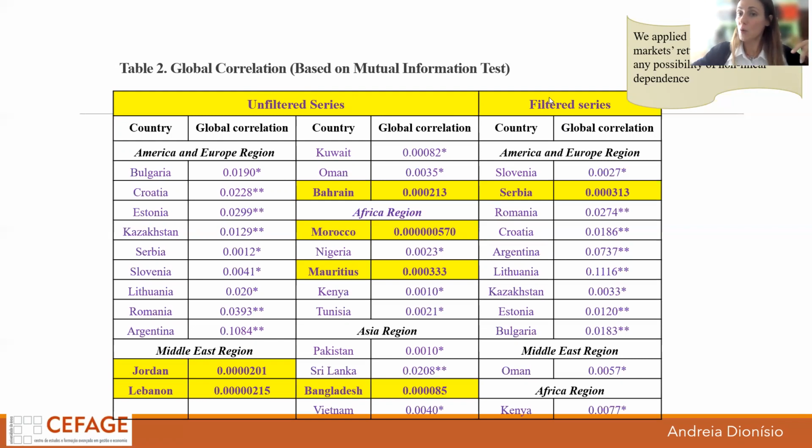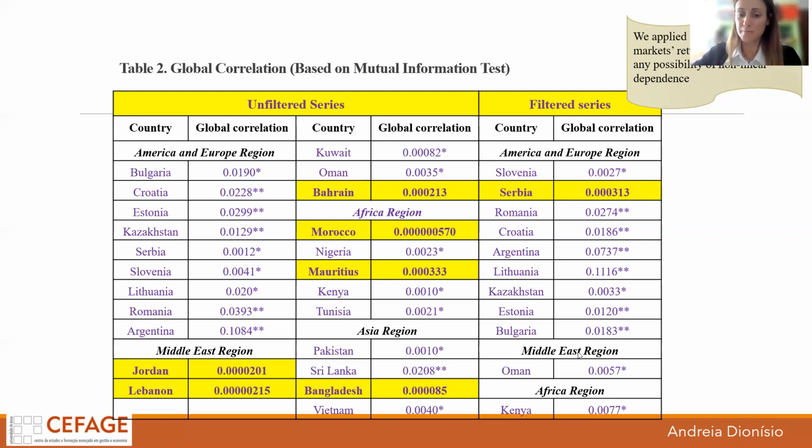The series that show linear correlation and clusters of volatility, we filter using ARCH models. And the residuals of those series were used, and we call it filtered series. For those ones, we apply mutual information again. And from that, just Serbia didn't show global dependence with mutual information.